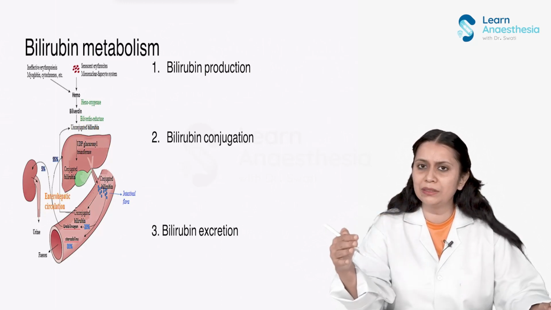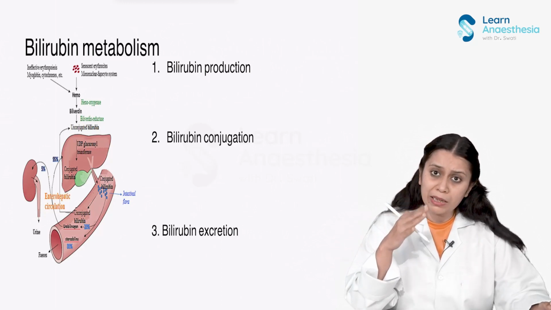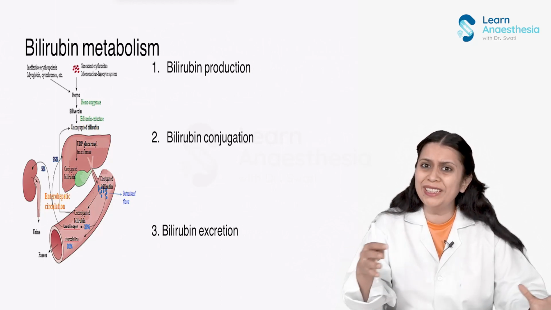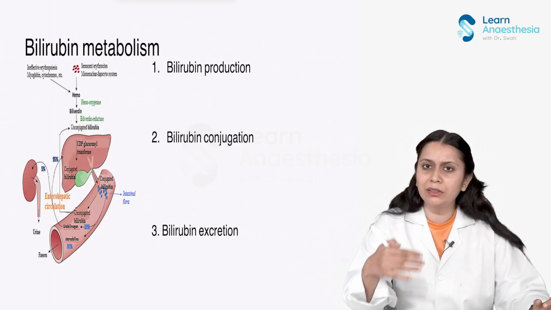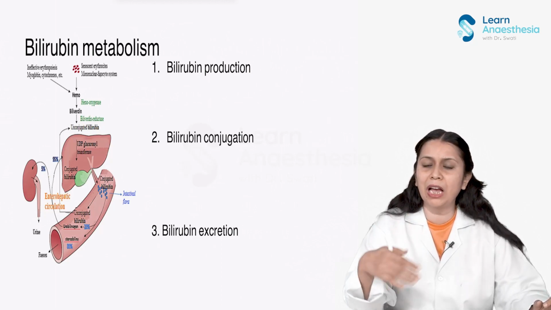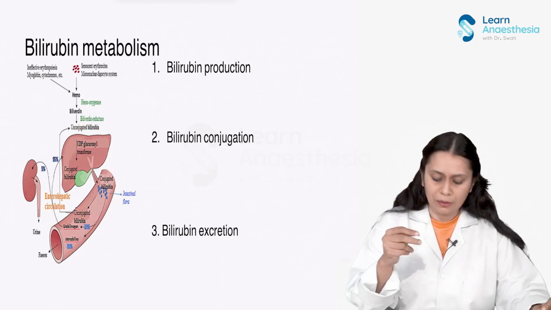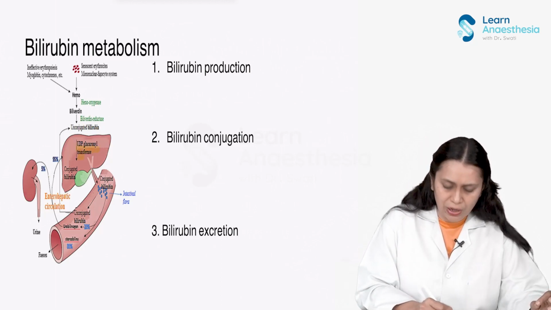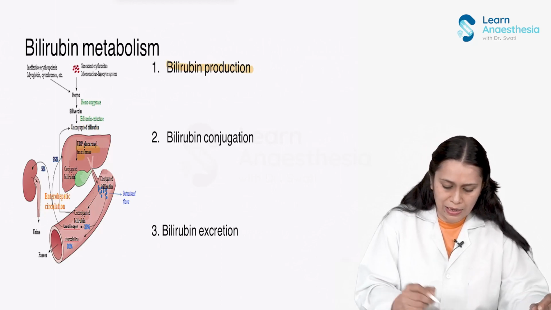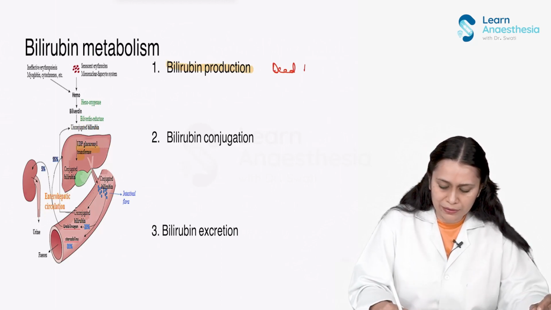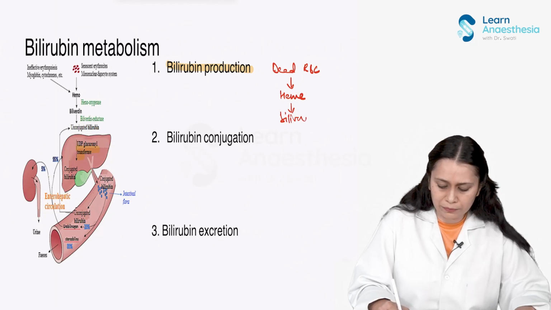Now this bilirubin is insoluble bilirubin. It binds with albumin and it is taken by the liver. And now in the liver, the conjugation of this bilirubin happens. This unconjugated bilirubin is conjugated by UDP glucuronyl transferase. So now it becomes conjugated bilirubin. So bilirubin production has happened from dead red cells, RBCs, which release heme.